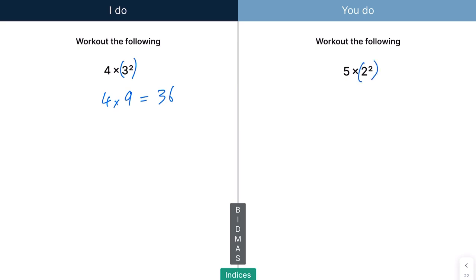So again, hopefully you've pressed pause and had a go. So indices come first, and then the multiplication.